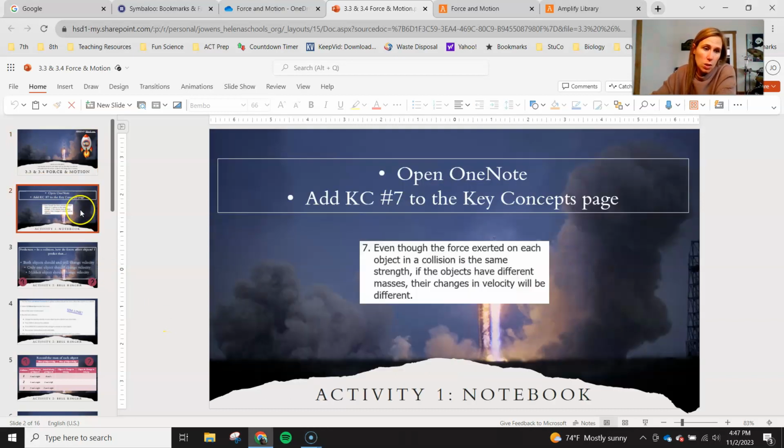Moving on to your notes for today, you're going to add key concept 7 to your key concepts page of your OneNote. Even though the force exerted on each object in a collision is the same strength, if the objects have different masses, their changes in velocity will be different.